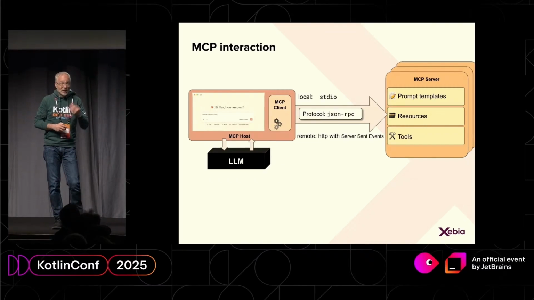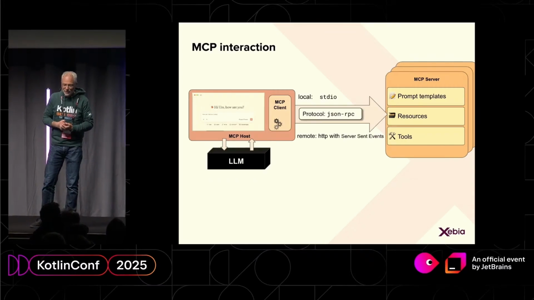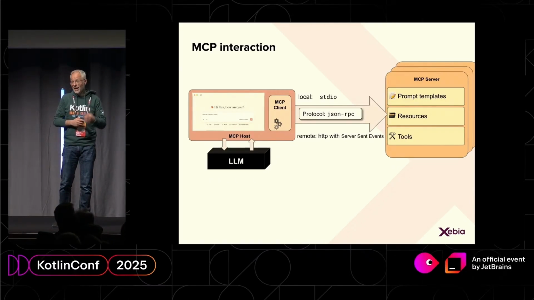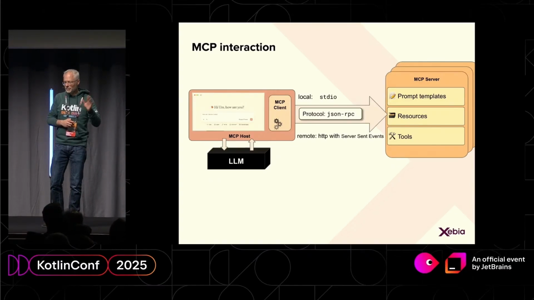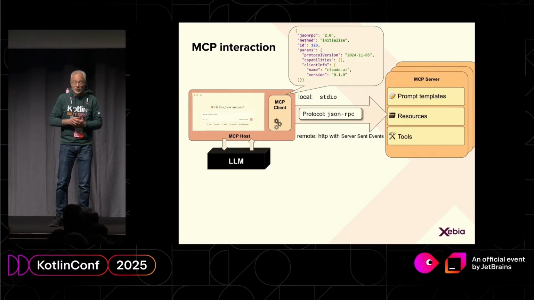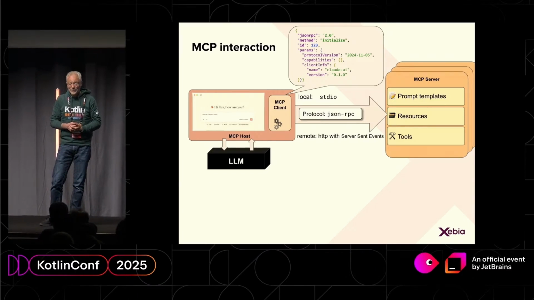The transport protocol, as already said, is JSON-RPC. And the cool thing about JSON-RPC is that it's so simple, I can explain it in 2 sentences. 2, 3, 2.5. Okay, so this would be the payload to ask an MCP server, what are your capabilities?